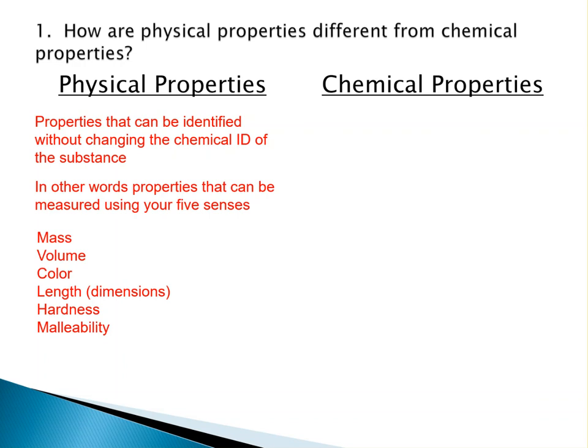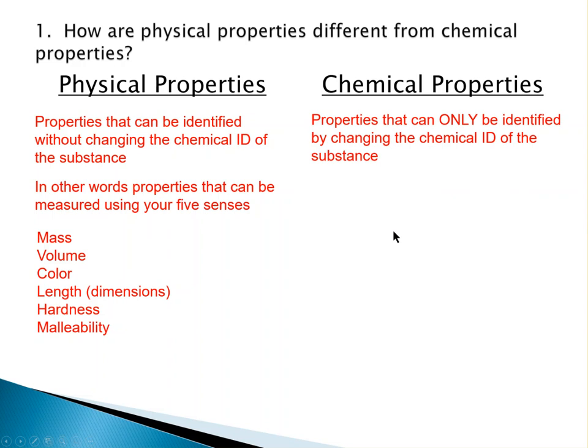I can measure volume by either length times width times height, or using something like a graduated cylinder. I can determine color simply by looking at something. I can determine the dimensions of something by measuring it with a ruler. I can test how hard something is by smashing it with a hammer. Physical properties are properties that we can measure without changing the identity of the substance.